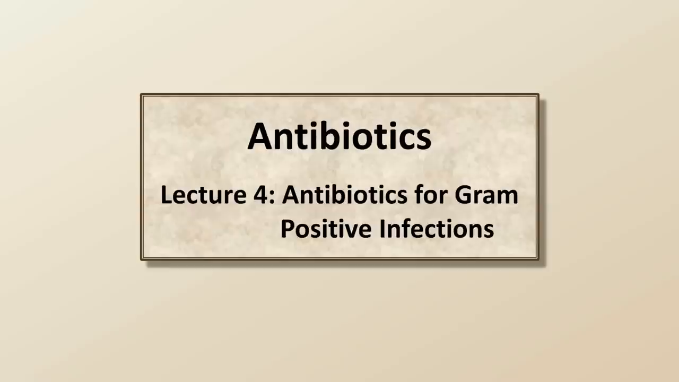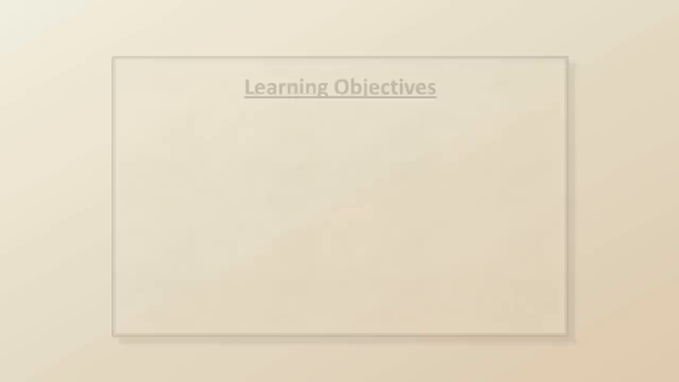This is lecture 4 in this course on antibiotics. The topic is antibiotics for gram-positive infections. The learning objectives are, first, to know the general spectrum of activity for antibiotics active against gram-positive organisms.